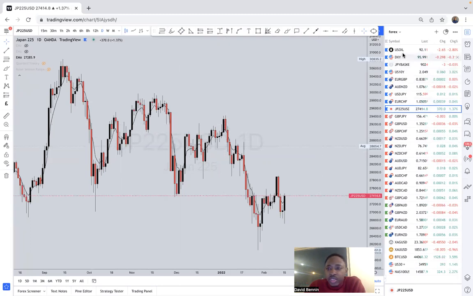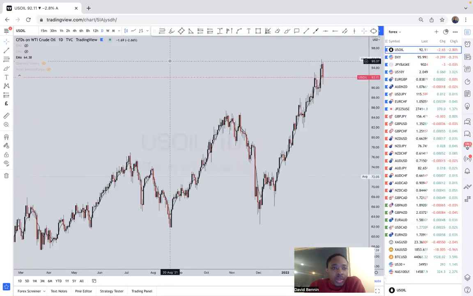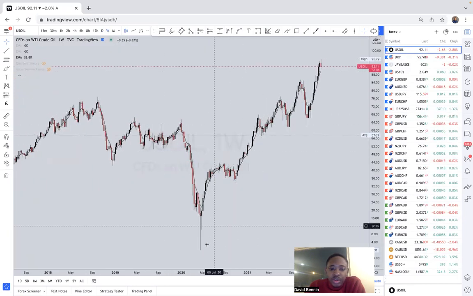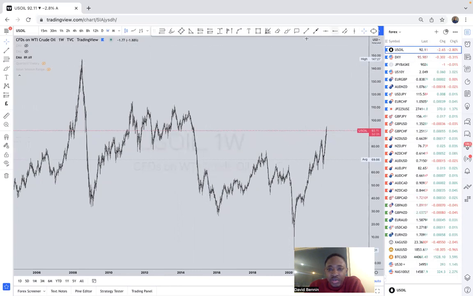So let's start off with the US oil. Let's go to the weekly time frame. Here on the weekly time frame, we could see oil made a very big rally from when we had a crash back in 2020, and we had the market making this rally back to this top here. If we go back, you can see that this level where price is, is a really significant price. So price has run into these levels here.